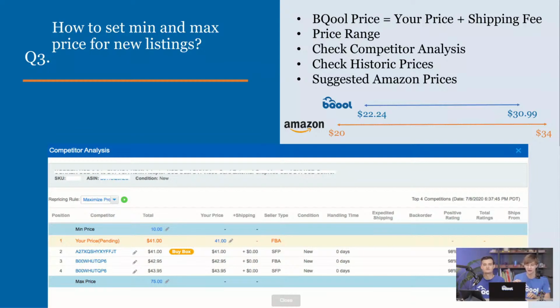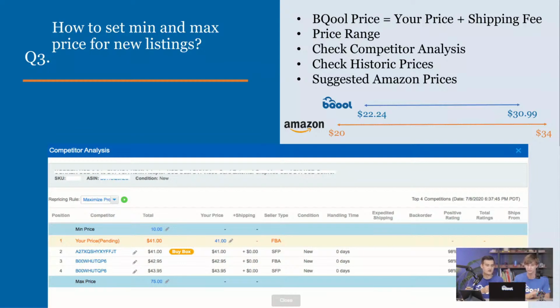So you check the price, then you set it up in our BQool system, and you can also check the suggested Amazon prices and set it accordingly. There's also a price range, so you just need to make sure that the BQool and Amazon prices are different, because we want to have some fees included too.